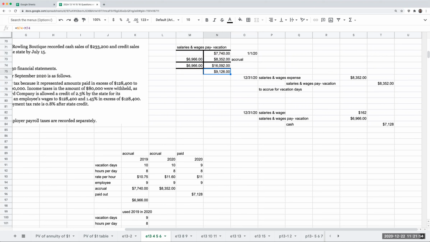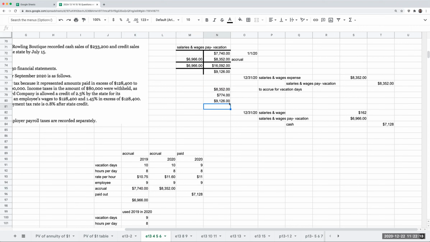is going to be 91.26. Where does this come from? It's 83.52, which is my current year accrual, and then I have 1 day left, or 77.40 times 1/10, or 91.26.